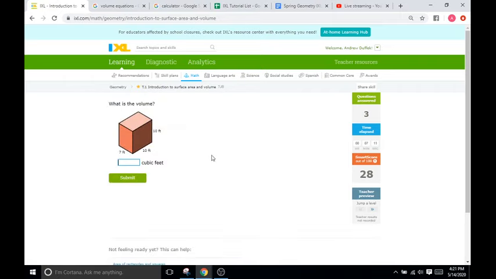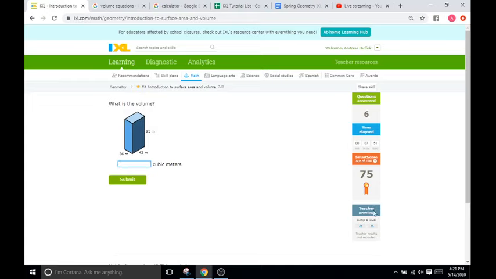There we go. All right, now back to volume. 7 times 10 is going to be 70, and then 70 times 10 is going to be 700. So 700. Okay, so on and so forth. What is the volume of this? 1 times 1 times 1. That's just 1. Okay, I'm going to skip and then skip some more.